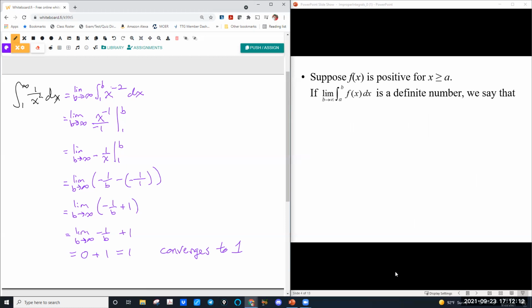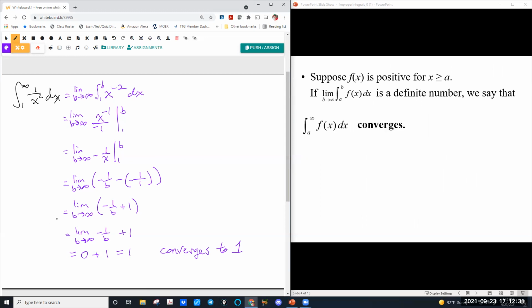Okay, so here's our definition of an improper integral. You don't need to know the formal definition. What you need to know is how to calculate, which we just did. And again, I can't stress this enough: you guys know how to calculate definite integrals. The only thing we're adding to it is a limit.